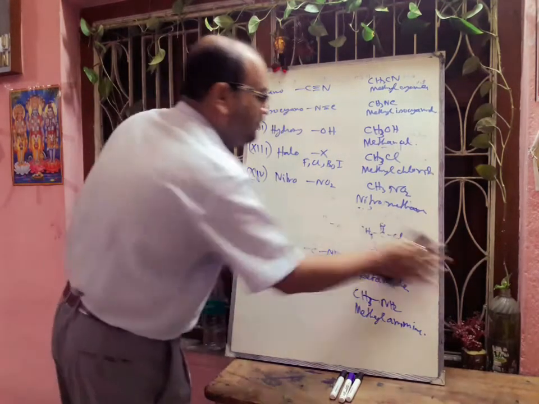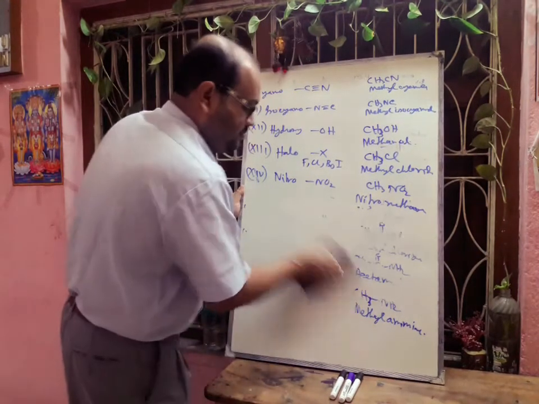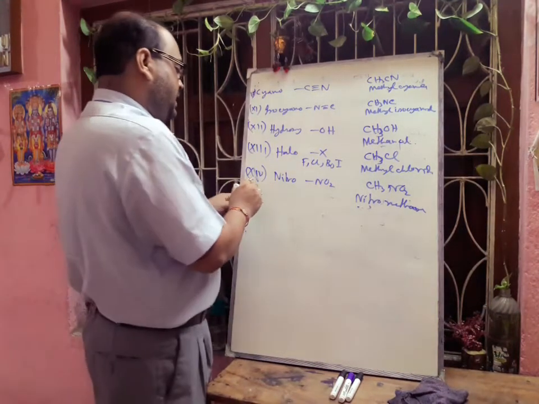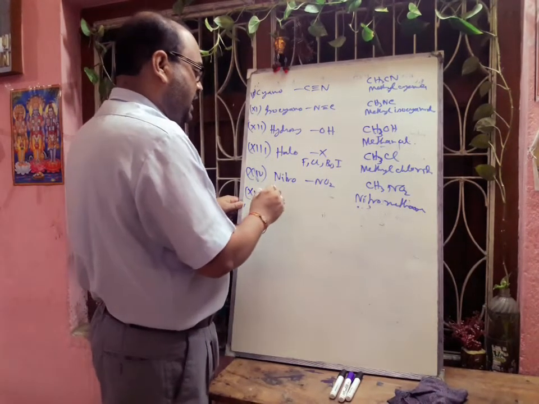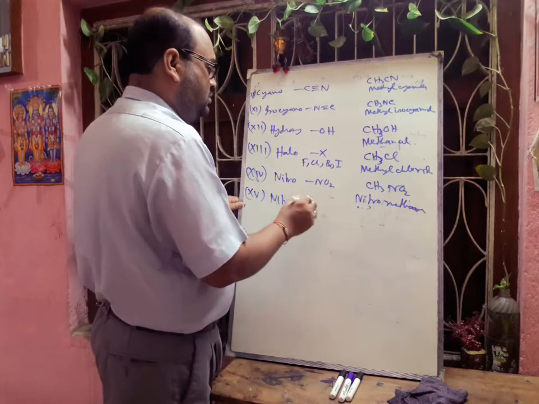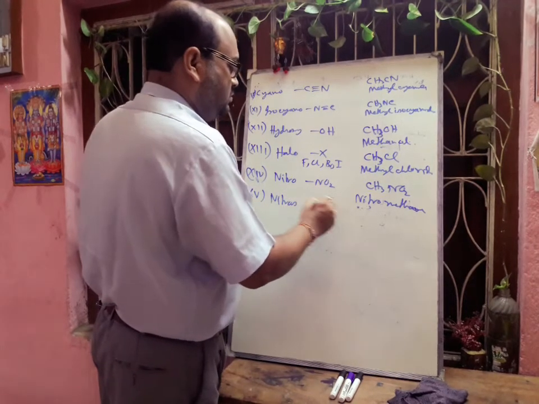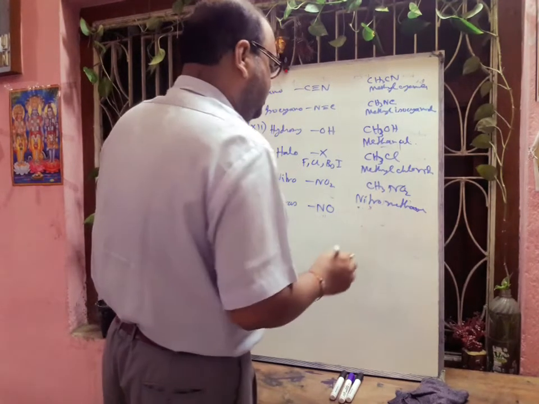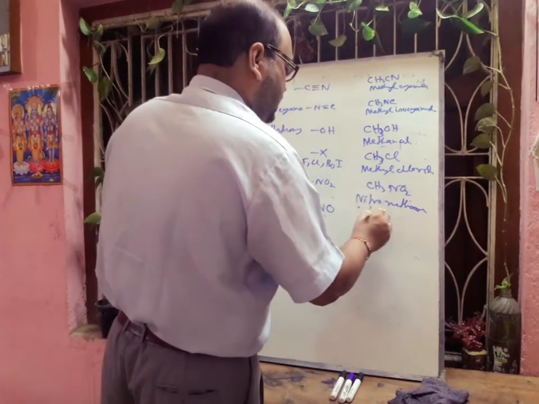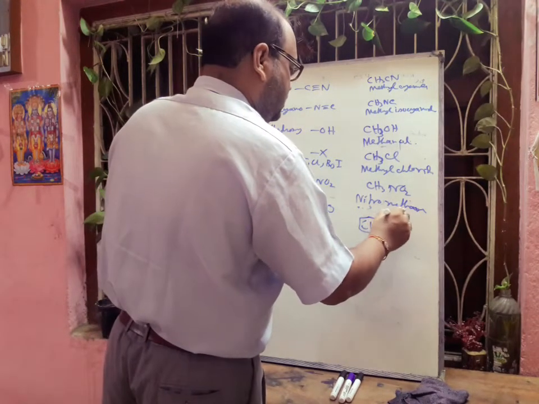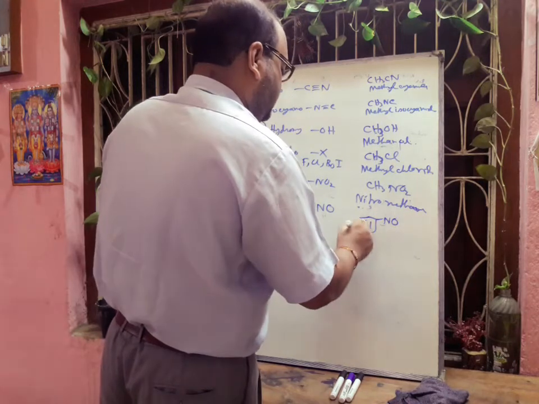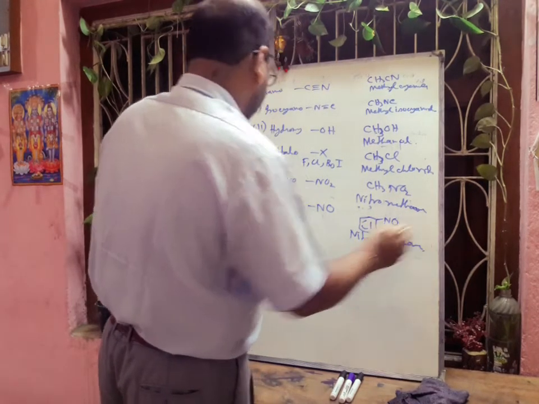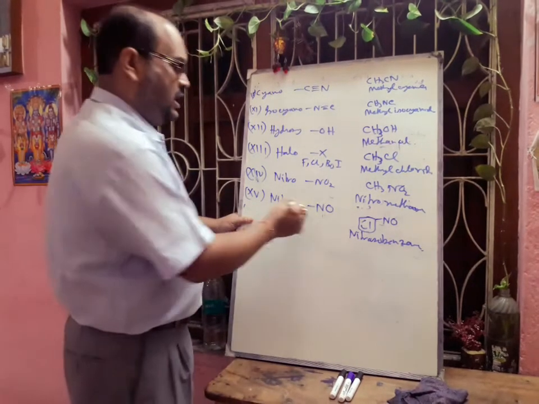After nitro, there may be another type of functional group, that is nitroso. That is NO. Okay. CH3NO, or here we can think about nitrosobenzene. Okay, nitroso.